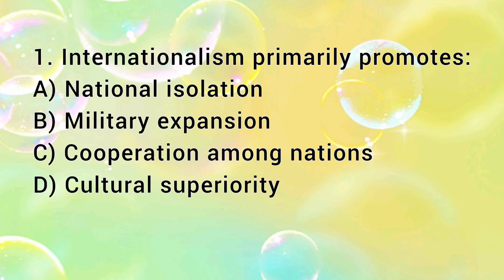So the first MCQ is: internationalism primarily promotes national isolation, military expansion, cooperation among nations, cultural superiority. The right option is C, cooperation among nations, because internationalism is based on the idea that nations should work together through diplomacy, treaties, and institutions to solve global problems like war, poverty, and climate change.